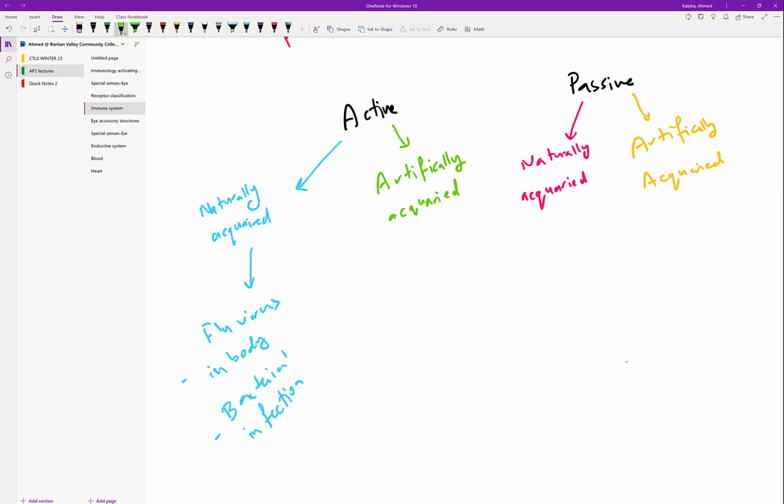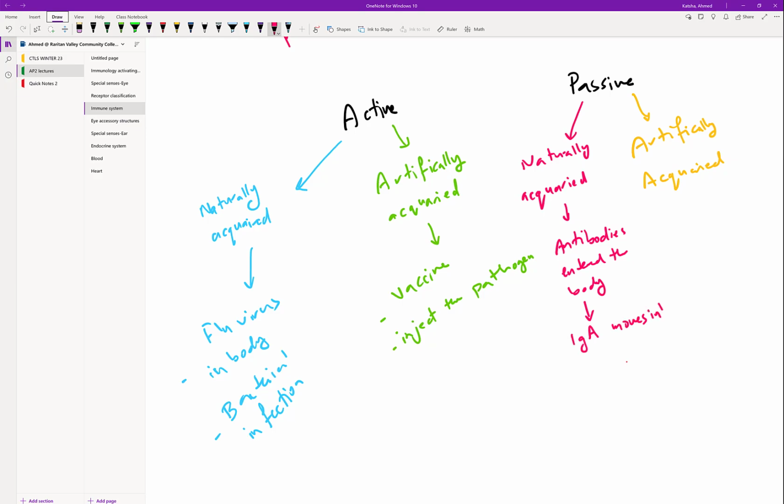Artificially acquired is the vaccine. So here we inject the pathogen or a form of it and therefore develop memory cells. That is the artificially acquired. The passive naturally acquired means that the antibodies entered the body. Like what? Like the antibody we talked about during breastfeeding, the IgA.